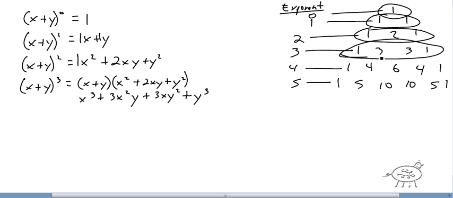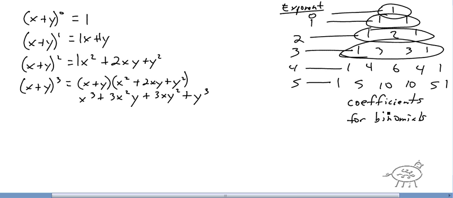So these numbers here, Pascal's triangle gives us our coefficients for binomials. That's after we expand our binomials. That's really, really important. So it's our coefficients.